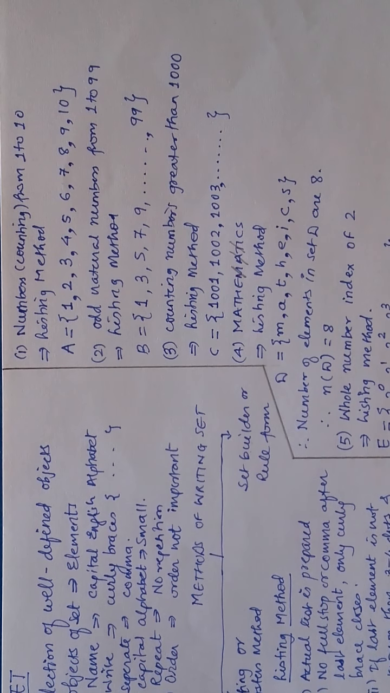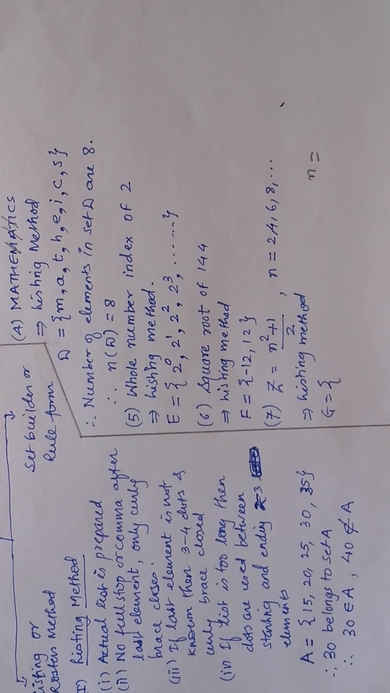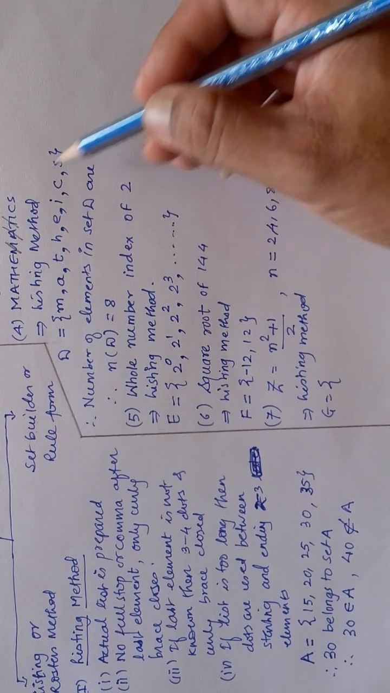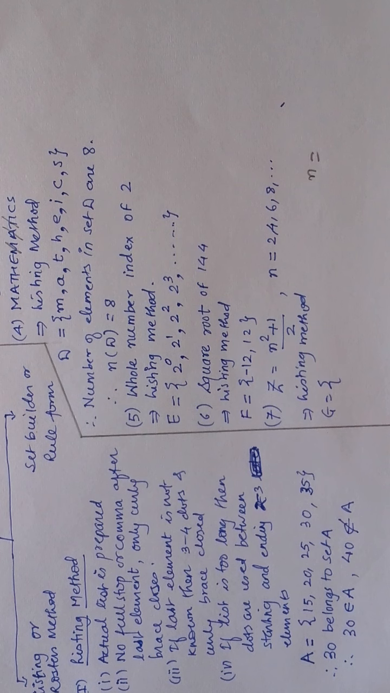So you will get 1001, 1002, 1003. Okay. Coming to mathematics, in listing method D equals curly bracket M, A, T, H, E. Then M repeats, so that is not written. A repeats, not written. T is also cut and not written. Then I, C, S. The number of elements in set D is 8, and n of D is equal to 8.